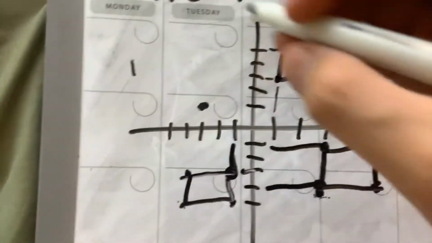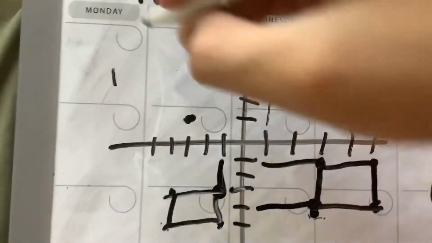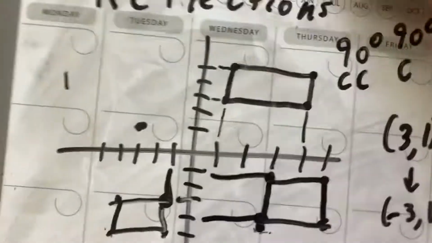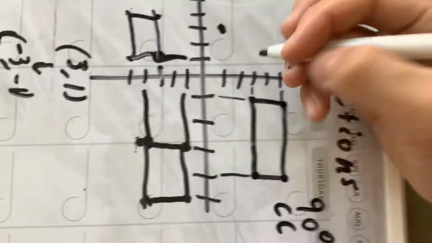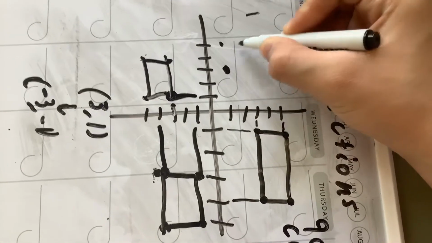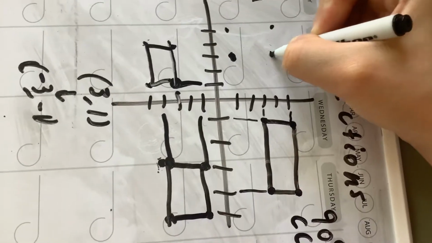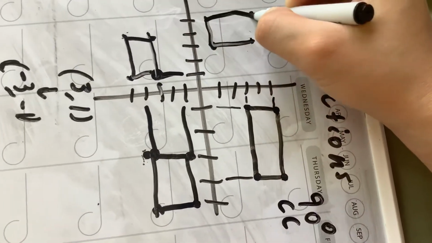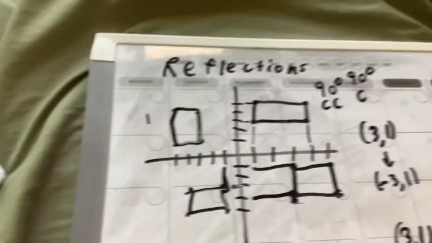Next, this one. So the next one is this one. You move this, this, and this. You create the rectangle. You got yourselves a reflection. Oh wait. No wait, this is the rotations.